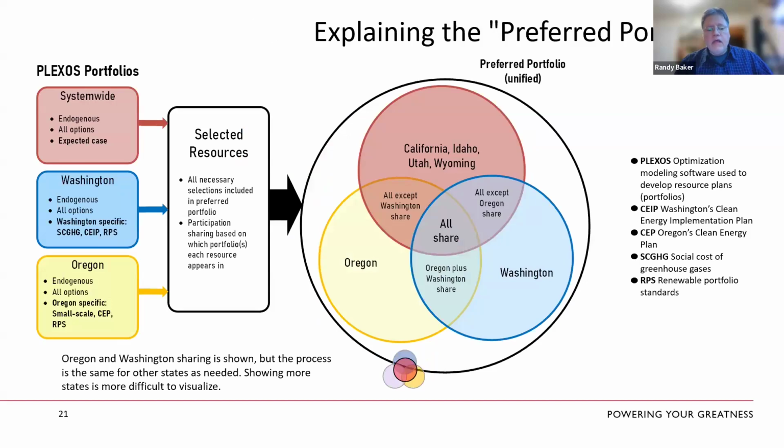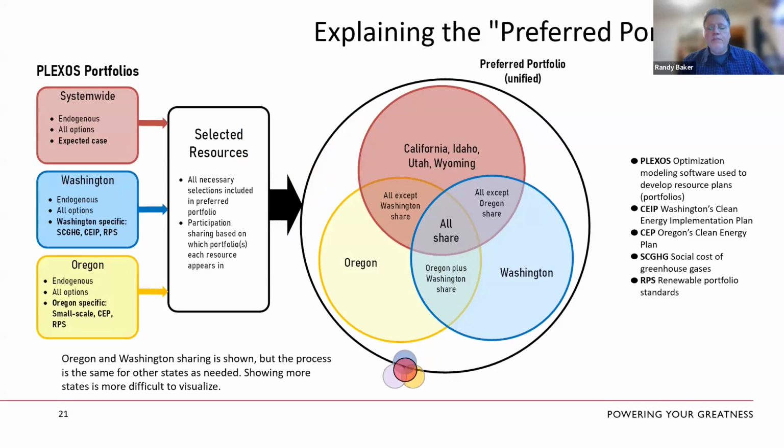There's a lot going on in this slide, but I want to focus attention really on those circles toward the middle. And this explains how we arrive at a preferred portfolio that is the best plan for both the integrated resource plan as a whole for all of our states, and in this case, particularly for the clean energy implementation plan for Washington.